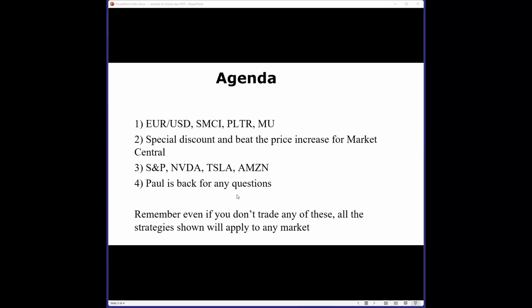And as shown at the bottom of the slide, even if you don't trade any of these markets, all the strategies shown will apply to any market. And we'll be adding Bitcoin. Forgot to put in Bitcoin. Nobody looks at Bitcoin, right? And we'll look at Bitcoin also in this session.